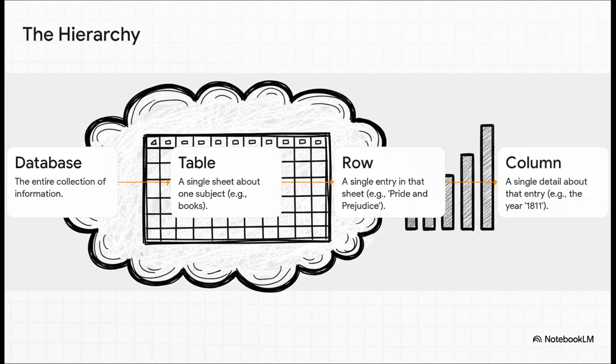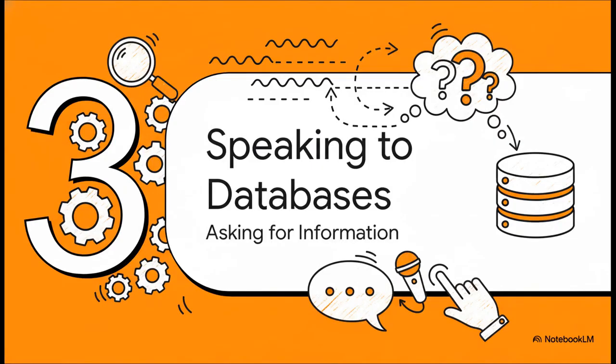So you end up with this really simple hierarchy. The whole database holds all your tables. Each table holds a bunch of rows, and each row is made up of individual columns. It's this simple layered structure that is the secret to how databases can manage just enormous amounts of data so well. Okay, so we've got all this data, and it's organized beautifully.